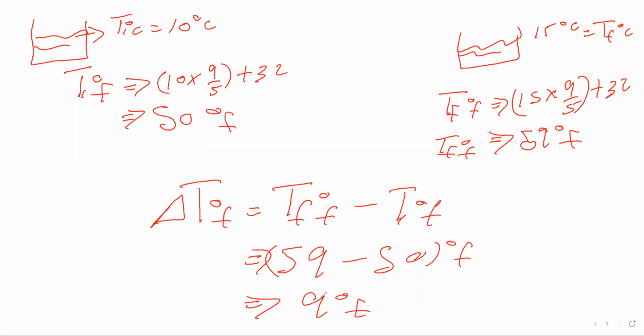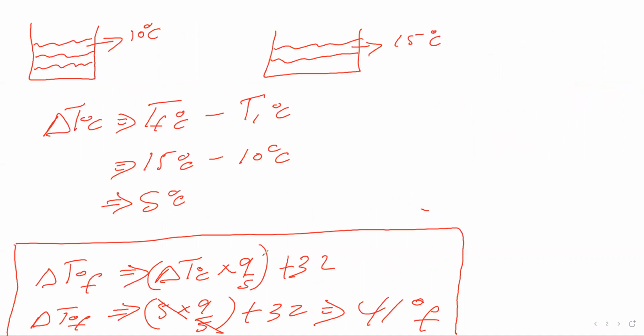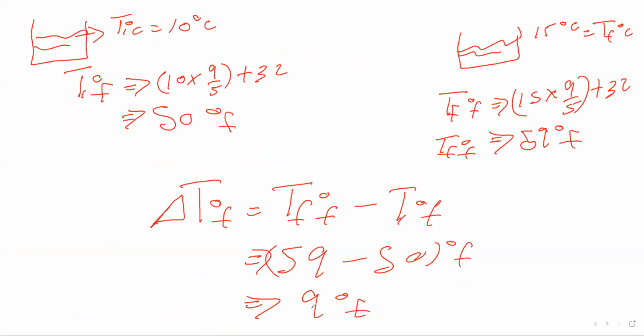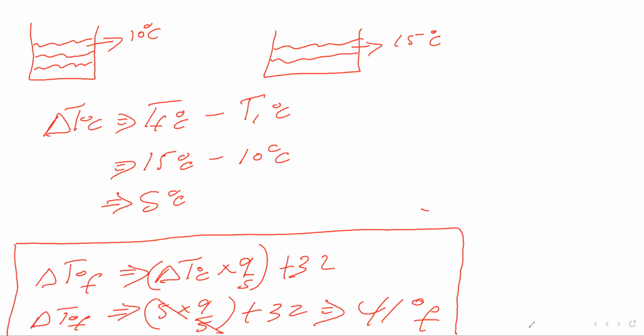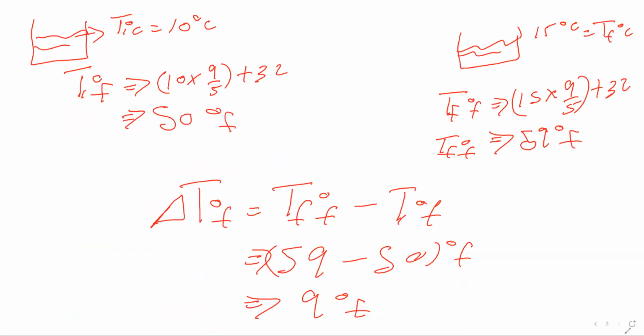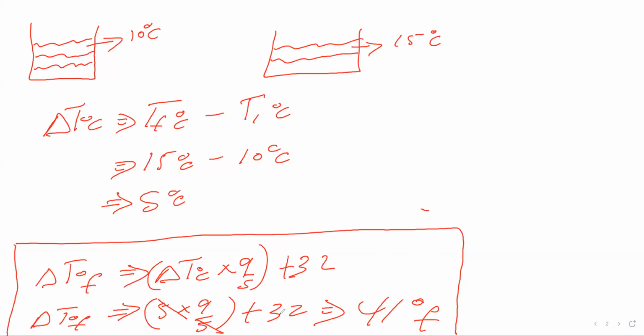Now let's compare the two answers. This one you had 41, and this one you have 9. Which one seems more accurate to you? Sir, the second method. Good, the second method. So the thing is that the confusion comes from this part here.